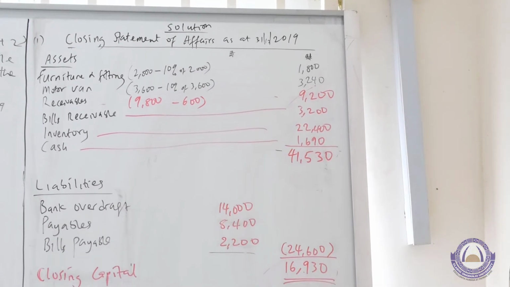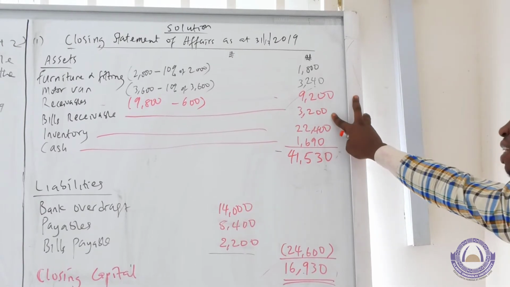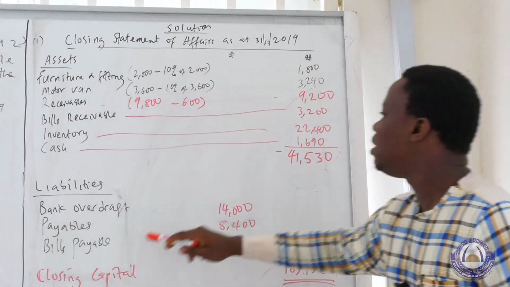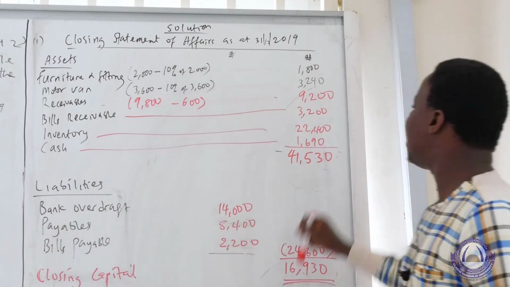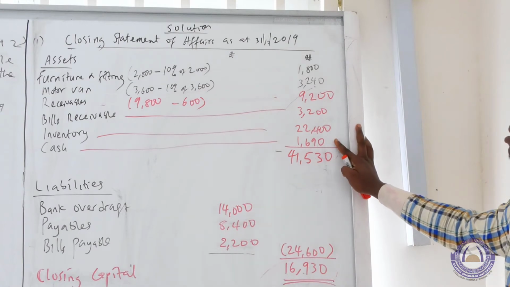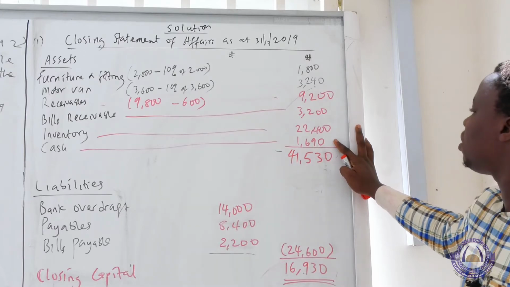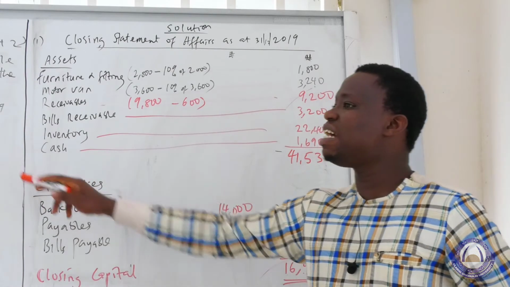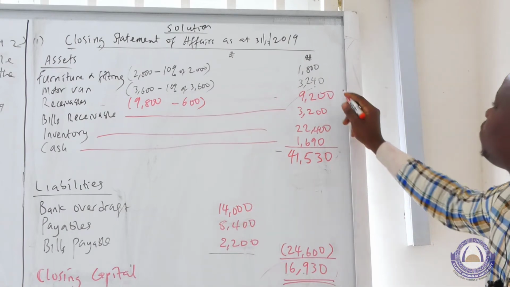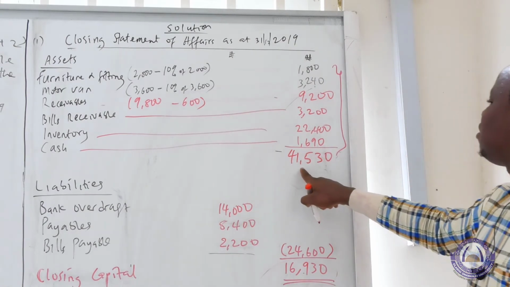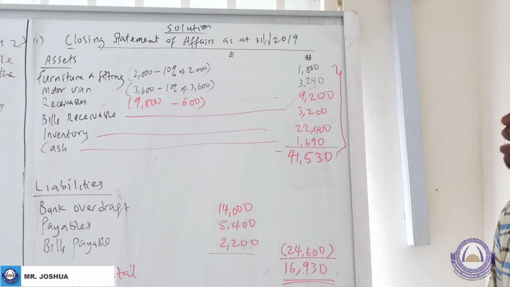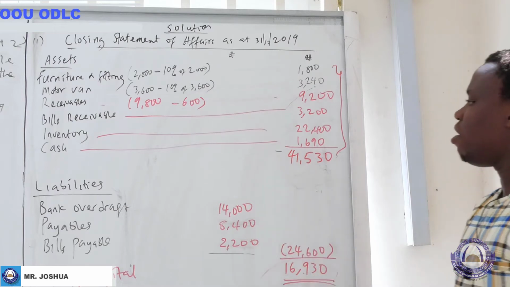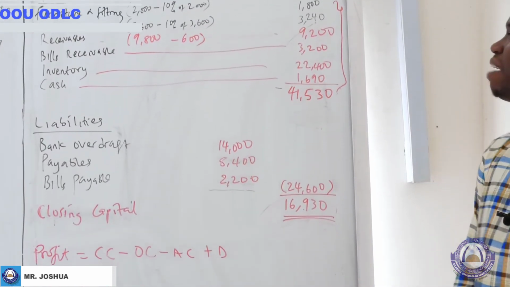Then there's bill receivable of 3,200 naira at the end of the year. Then we have inventory of 22,400 naira, and the last asset that we have there is cash, which is 1,690 naira at the end of the year. If you sum all of this together, it gives a total of 41,530 as assets at the end of the year. Then the other aspect is to find the total liabilities.